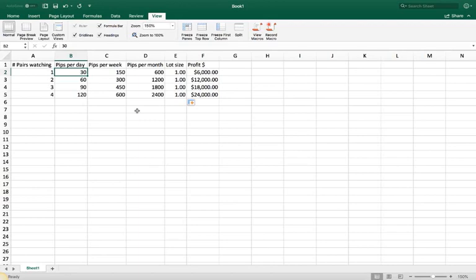Because really, it's not about getting the most pips. It's really about finding quality setups, improving your accuracy and consistency, and being able to get your 30 to 50 pips every single day.